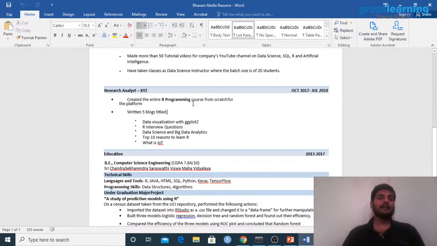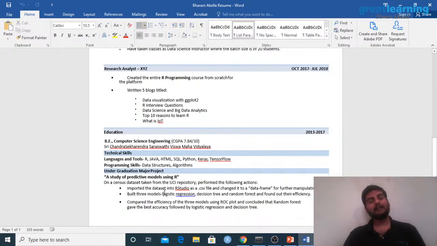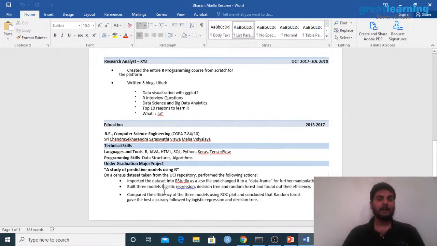Here it is important that you understand. Initially, as a fresher, I had only worked on this undergraduation major project. So here, as you see, predictive models is a keyword. R again is a keyword. R Studio is a keyword. And here I also write down the algorithms which I've used. So here, as you see, I have listed down logistic regression, decision tree and random forest.